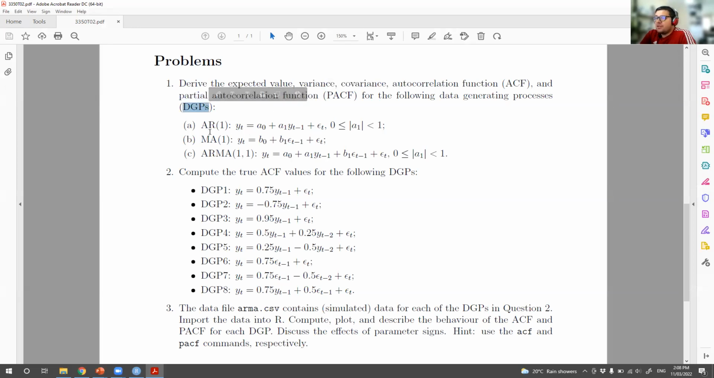So we are going to take the most basic models. That's autoregressive 1, moving average 1, and autoregressive moving average 1. And we're going to see how these processes behave.